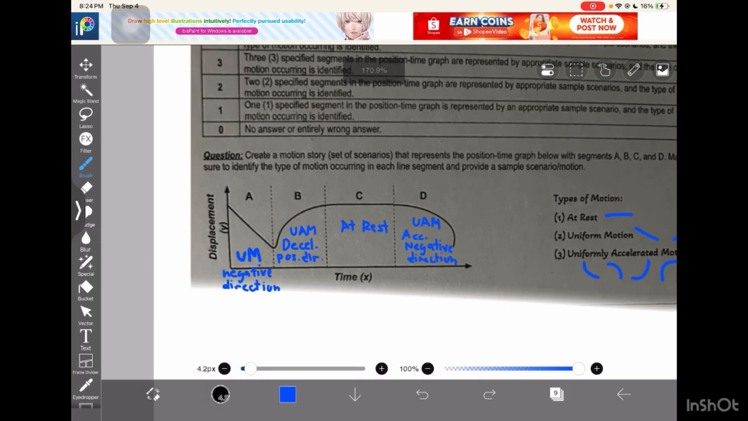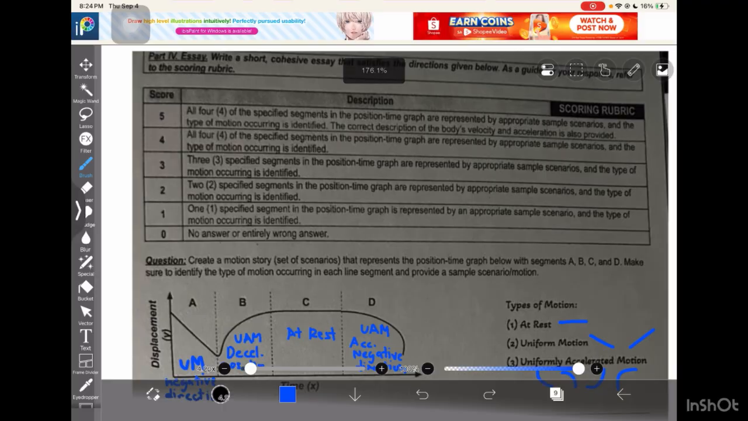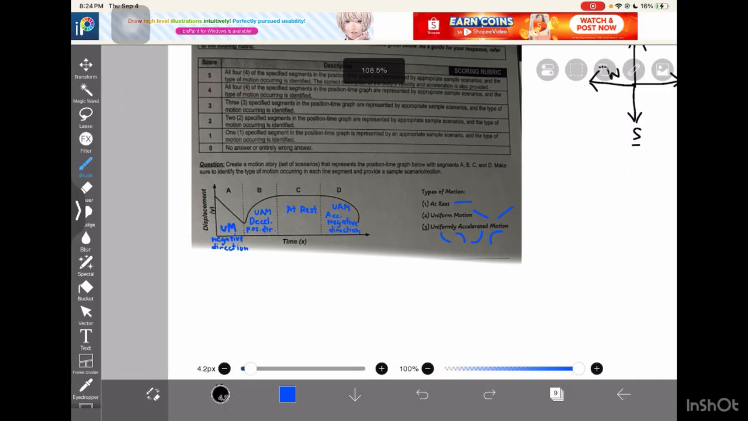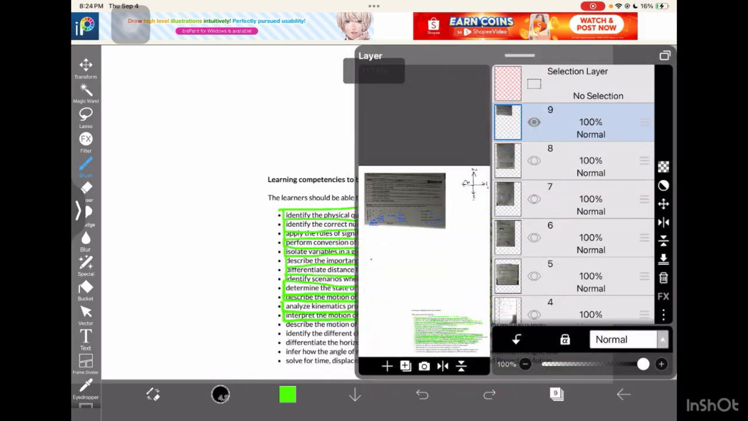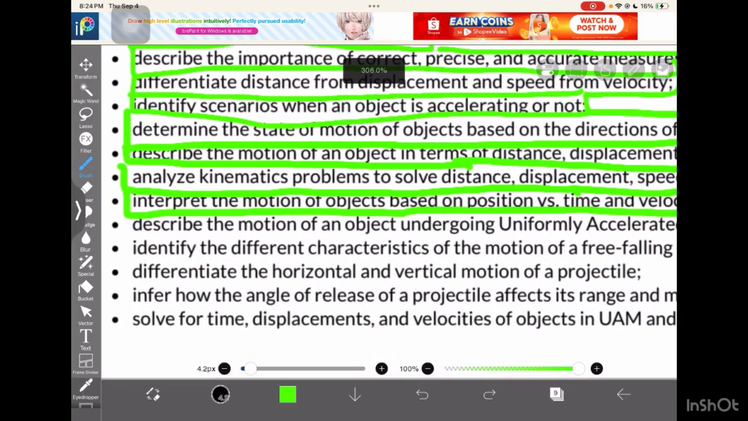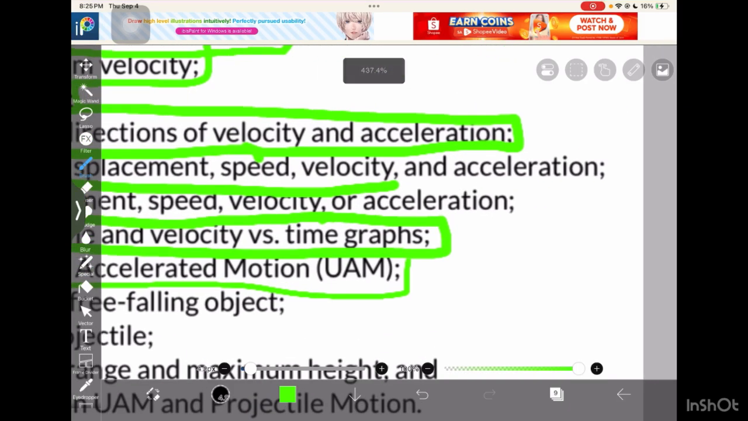So that's what I did in my set, and I got a perfect score. So just make sure to follow our rubrics and you'll be all good. And very good. After roughly 1 hour and 20 minutes of straight talking, we have described the motion undergoing UAM. We have made an acceleration problem.